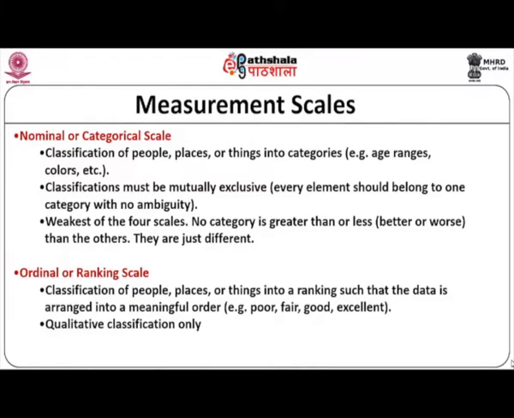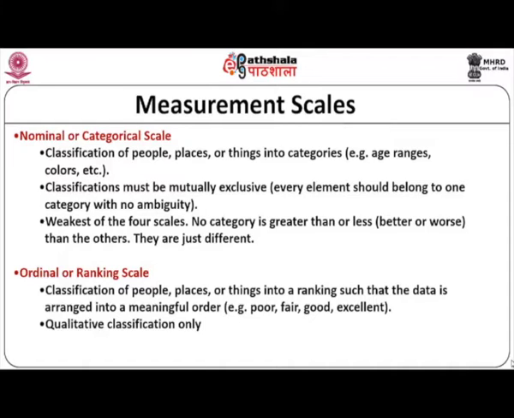Here the classification that we do with the help of the categorical label should be mutually exclusive. In other words, every element must belong to exactly one category without any ambiguity. We cannot have any data falling in more than one category. In other words, it will be ambiguous when you are having one data with two different labels.